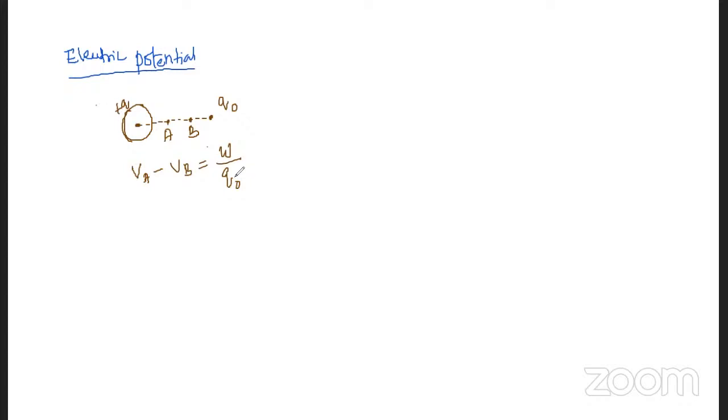Suppose you take a charge. Around that charge, the electric lines of force are distributed in all directions, like this. So this is what we call an equipotential surface.